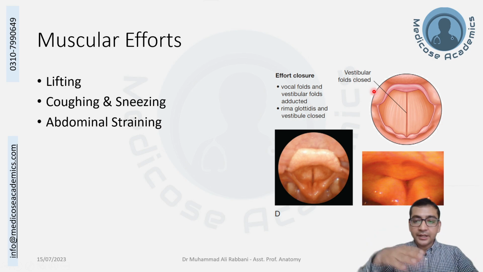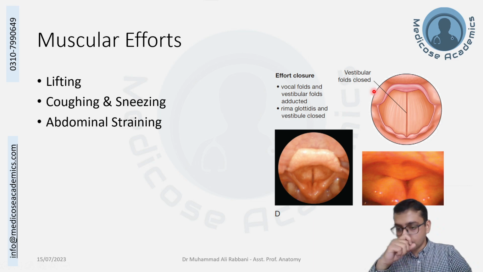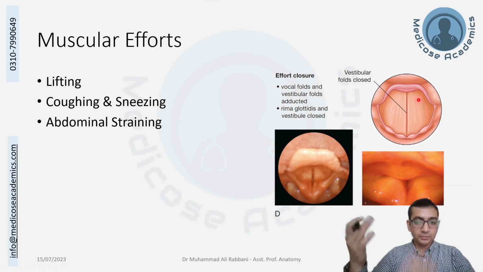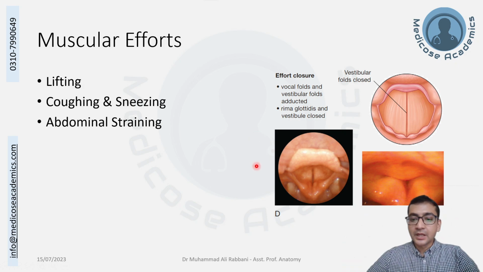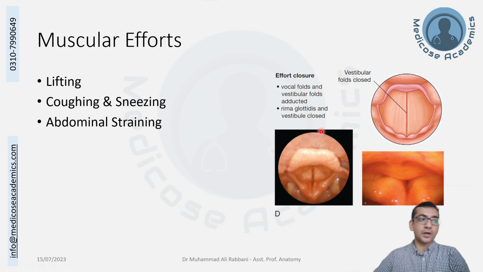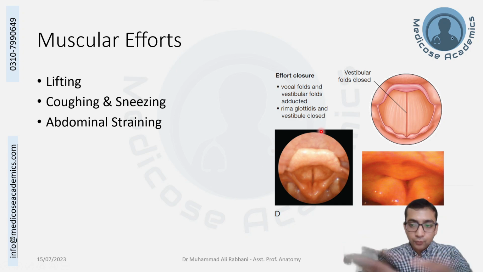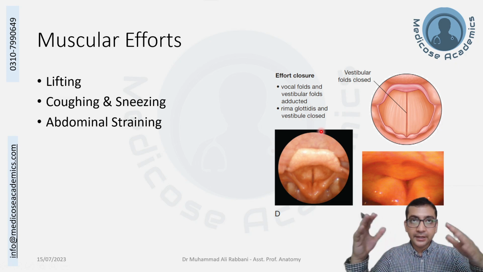It is basically a little air leaking through the closed vocal cords. And this closure of the vocal cords helps you in maintaining your body posture, in lifting heavy things. This closing helps you in coughing. You close it, trap your air inside, build the pressure, and then open it suddenly, and then the cough comes out. The same thing happens with a sneeze, and the same thing happens when you are going to the washroom.